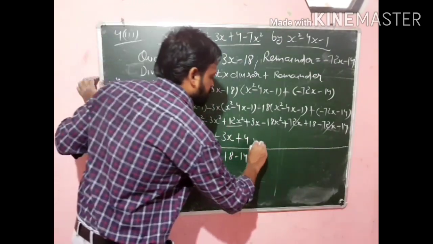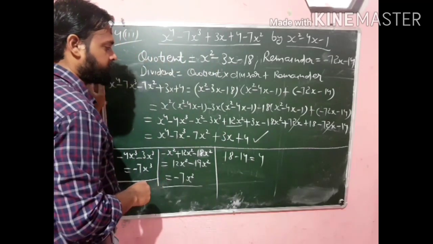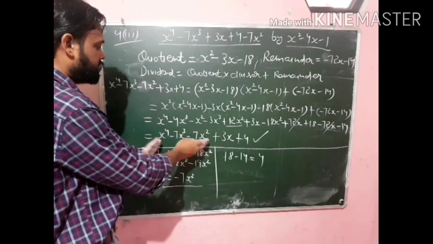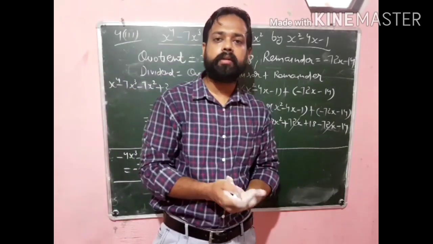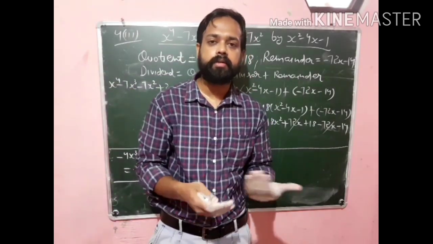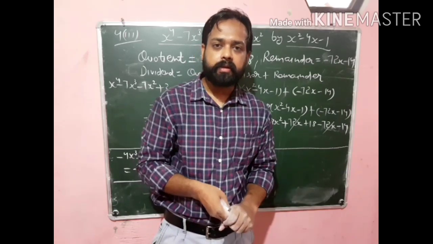So it is exactly the dividend which is given to us. So it means this side and this side, both sides are the same. So it means the steps which we had solved in the sum are correct. So our answer is correct. So I hope this is clear to you.